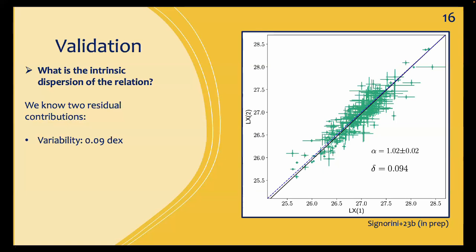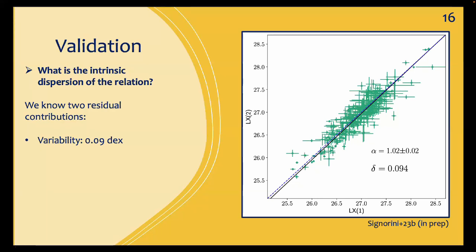And the first of which is variability. So we know that quasars are variable sources, and obviously, as we are observing them one time in the UV and one time in the X-ray, we are actually watching them at two different physical states. So this produces a scatter in the relation that we are observing.